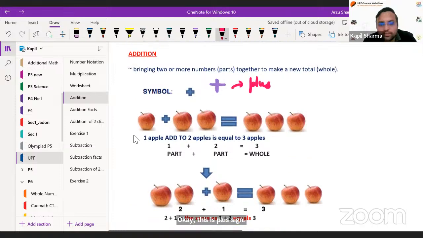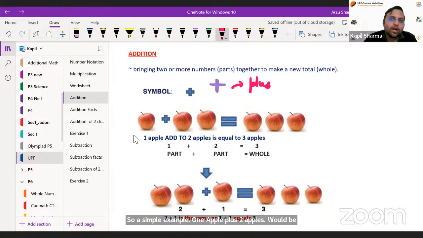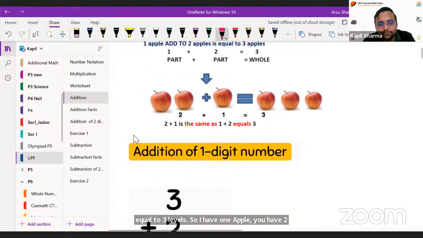So a simple example, 1 apple plus 2 apples would be equal to 3 apples. So I have 1 apple, you have 2 apples. So in total we have 3 apples. Okay.